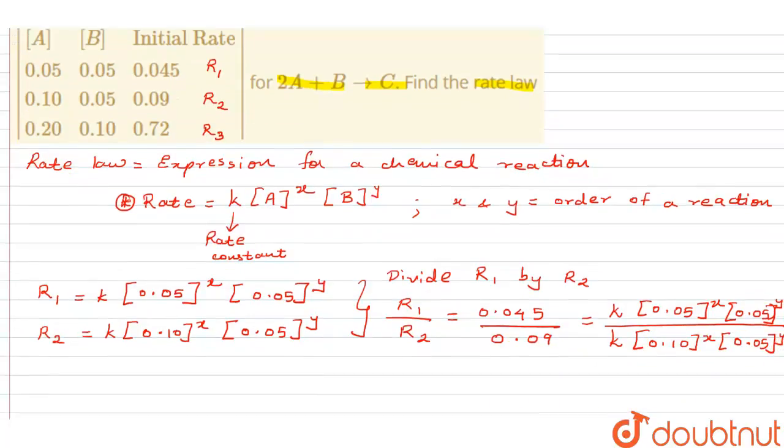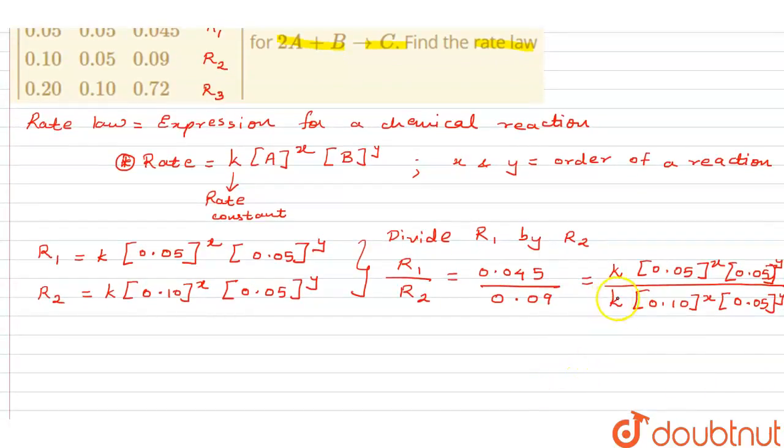Now furthermore, let us solve this. K and K would get cancelled off. 0.045 upon 0.09 makes it obviously 0.5, isn't it? So let me write it down. 0.5 is equal to, now 0.05 raised to Y and 0.05 raised to Y get cancelled off, 0.05 upon 0.10. So that makes it 1 by 2, the whole raised to X.